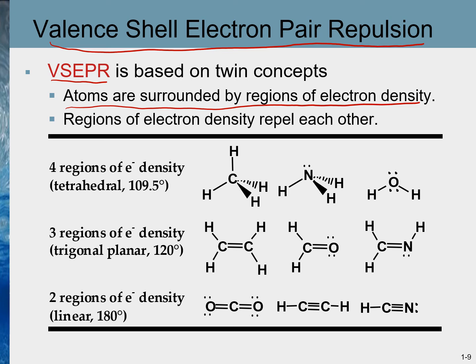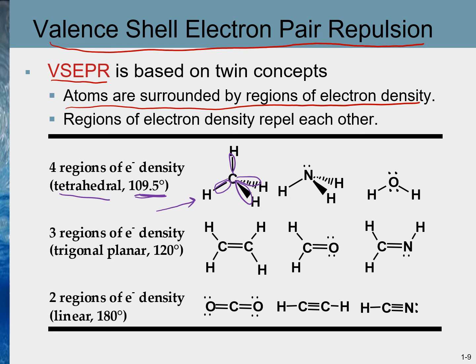For example, in the case of methane, as shown here, the central atom, which is carbon, is surrounded by four regions of electron density. So four regions of electron density organize themselves in a tetrahedral shape, and in a tetrahedral shape the bond angles are always 109.5 degrees.